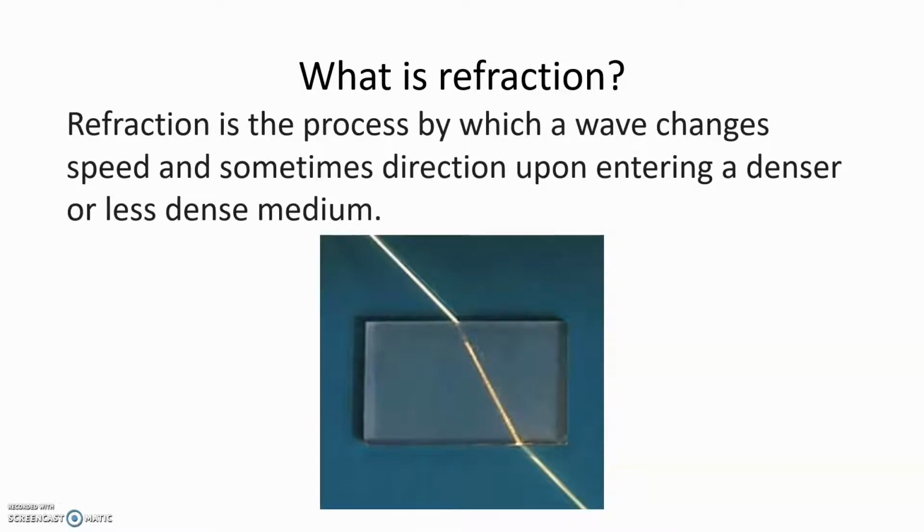Now why does it change direction? Well, when it enters the glass block it has a greater density. We say it has a greater optical density, which causes it to slow down, and that causes a change in direction. So that is what refraction is, and you can see that in the photograph, in the image displayed on the screen.